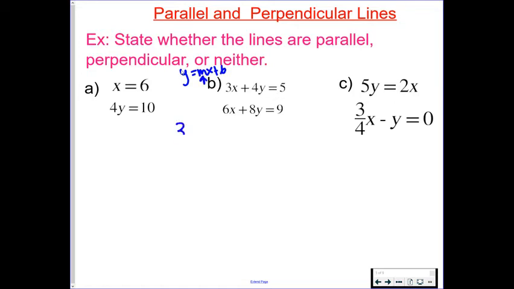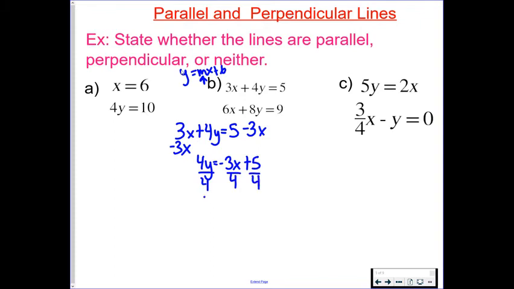So the first one, 3x plus 4y equals 5. I'm going to solve for y. So I'm going to subtract 3x from both sides just to move it over. 4y equals negative 3x plus 5. And divide both sides by 4 to get the y all by itself. So y equals negative 3/4 x plus 5/4. Okay, that equation is solved for y.